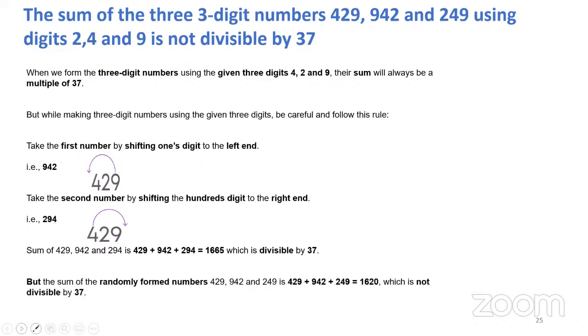But if you randomly do the orientation without following these rules, then you will not get the sum as divisible by 37. So if you take 429, the second number as 942 and the third number as 249 instead of 294, then you will not get the sum divisible by 37.